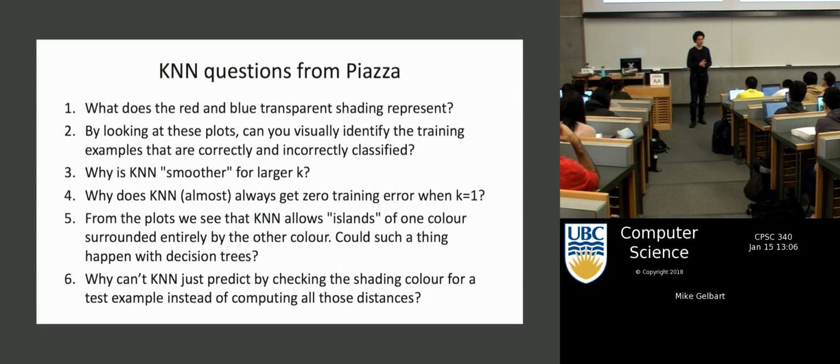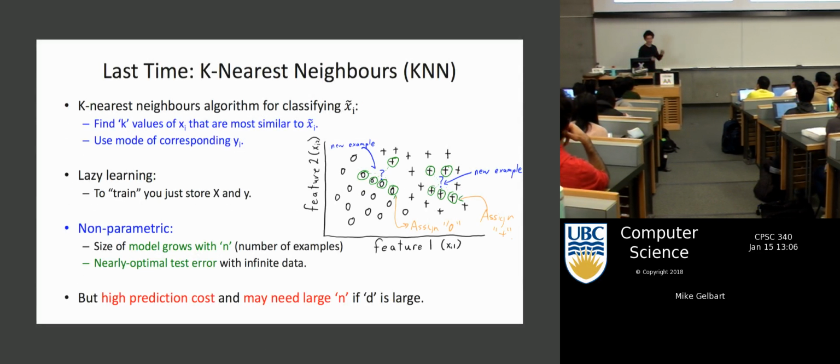Oliver? So in the previous slide, you talked about nearly optimal test error with infinite data. What does nearly optimal mean? Yeah, so Oliver asked about the previous slide where I said nearly optimal test error with infinite data.